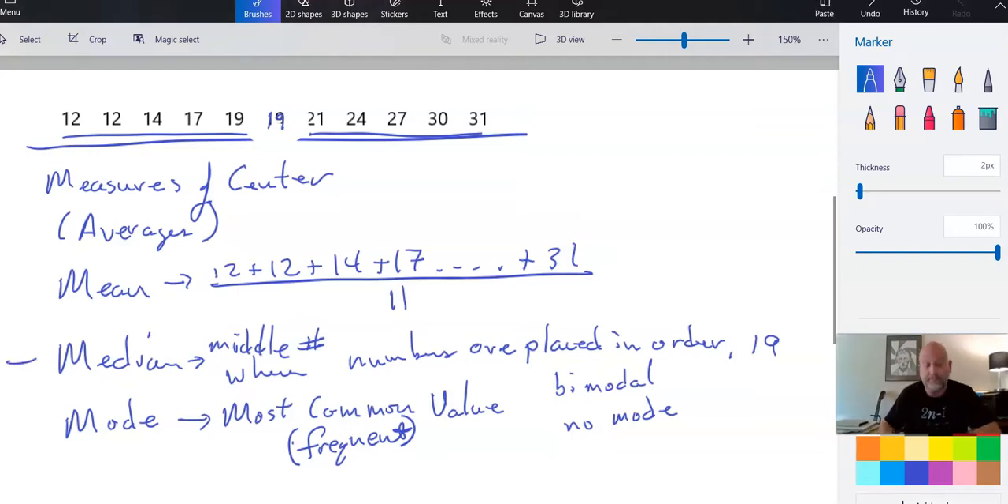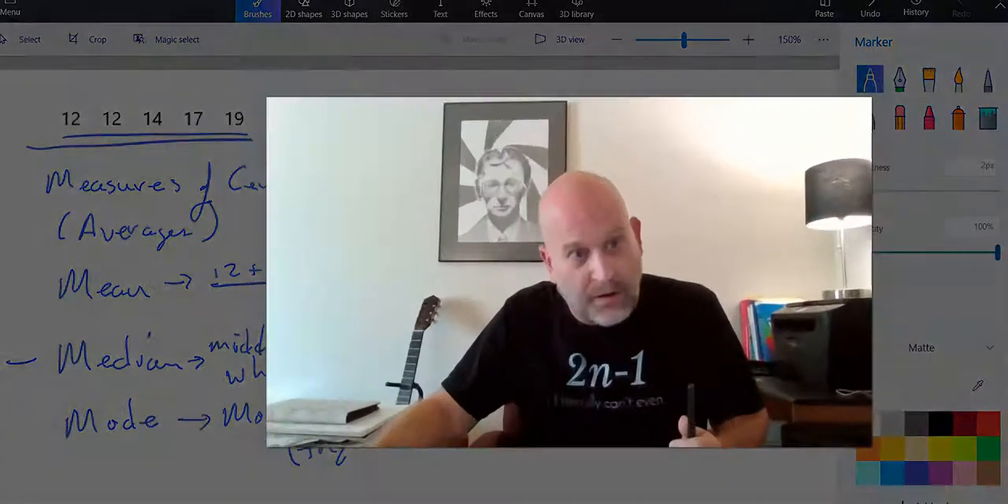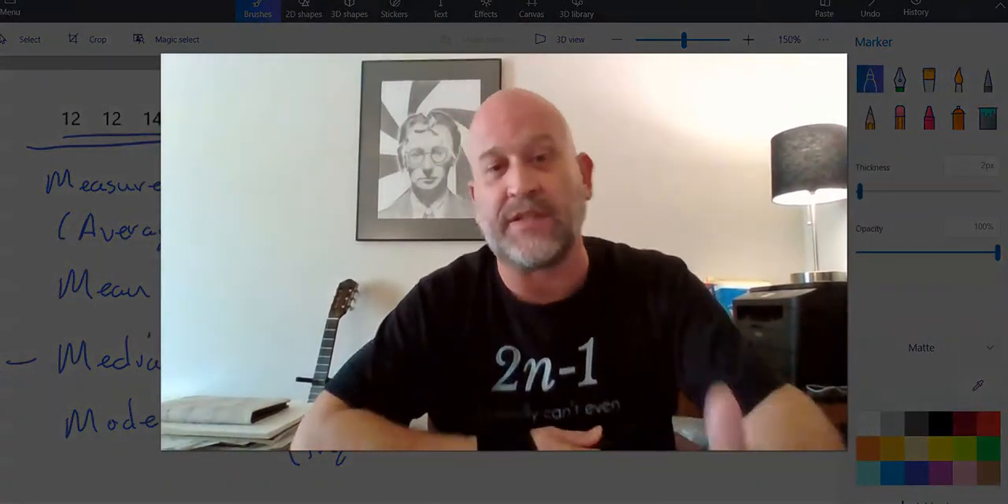Now with the median, and I'm just going to work my way backwards up the list here. One of the reasons that we would use the median is because it's fairly resistant to outliers. Its value doesn't change a whole lot when you have extreme values. I'll give you an example. Okay, so here's the example.